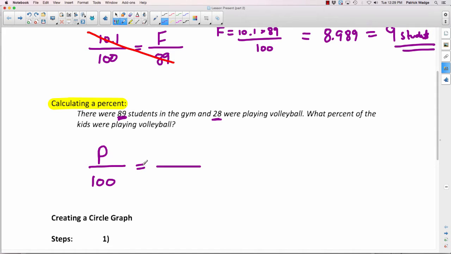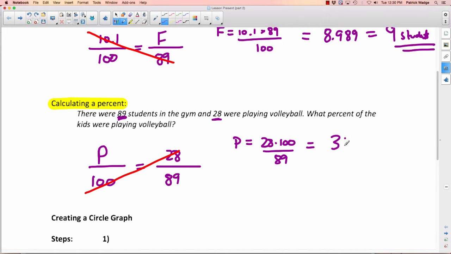Now, one of these numbers is the total and one's the part. There were 89 students in the gym. 28 were playing volleyball. Well, the total number of students was 89. So that should go down in whole. 28 should go up in part. We're ready to cross multiply. This time you're multiplying these together. So P is equal to 28 times 100, and then we're going to divide it by 89. And that'll give us our percent. I'll just round it to 31.5. And don't forget your percent sign. There you go. 31.5% of the kids were playing volleyball. The rest are probably throwing basketballs around.